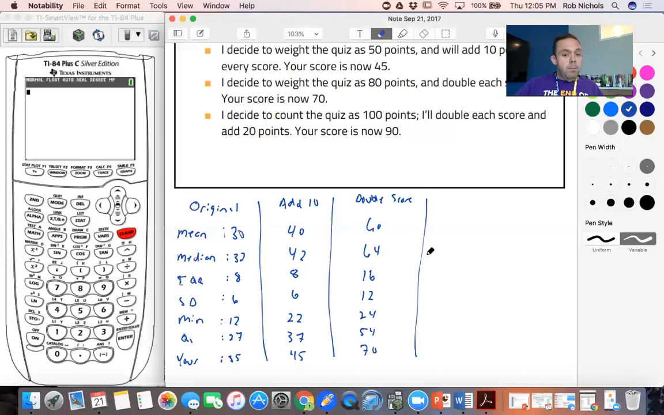All right. Now, what happens if I double, so 2 times, and add 20? The 20 is only going to affect measures of position, and the 2 times affects everything. So for 30, I'm going to multiply by 2 and add 20. I'm going to get 80. For 32, I multiply by 2 and add 20. I get 84. My IQR, I only multiply by 2. My standard deviation, I only multiply by 2. My minimum, I'm going to multiply by 2 and add 20, so I get 44. My Q1, I multiply by 2 and add 20, and I get 74. And my score, I multiply by 2 and add 20.